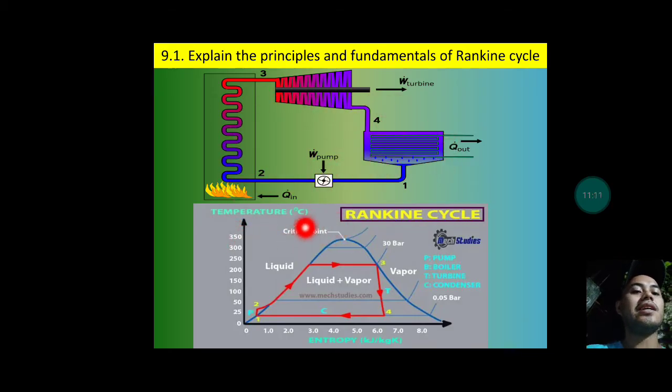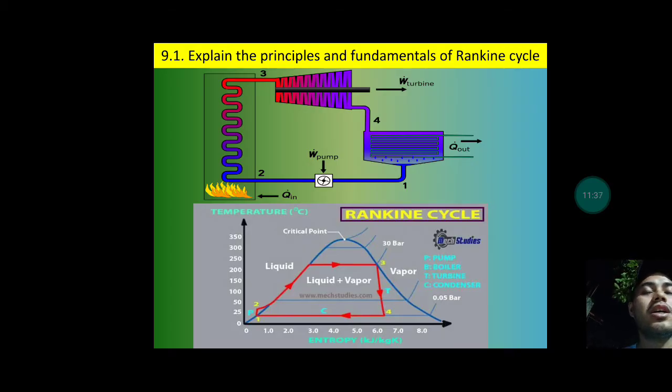So let's try to check the diagram. This is a TS diagram, or temperature-entropy diagram. Okay. As you can see in the diagram, from 1 to 2, that is where you suck the water from the condenser. The water is sucked by the pump and pushed into the boiler.